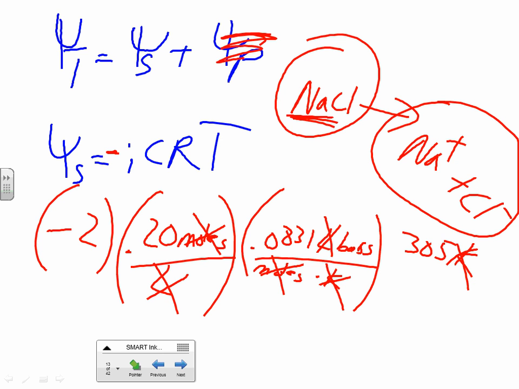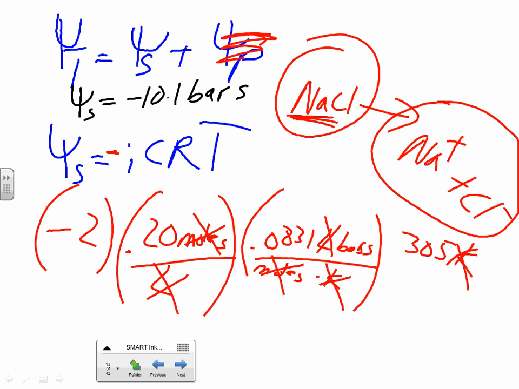That makes sense. And now if we multiply this out, 2 times 0.2 times 0.0831 times 305, we come up with about -10.1. That's the solute potential. But since pressure was 0, it's also what? The water potential. Does that make sense?